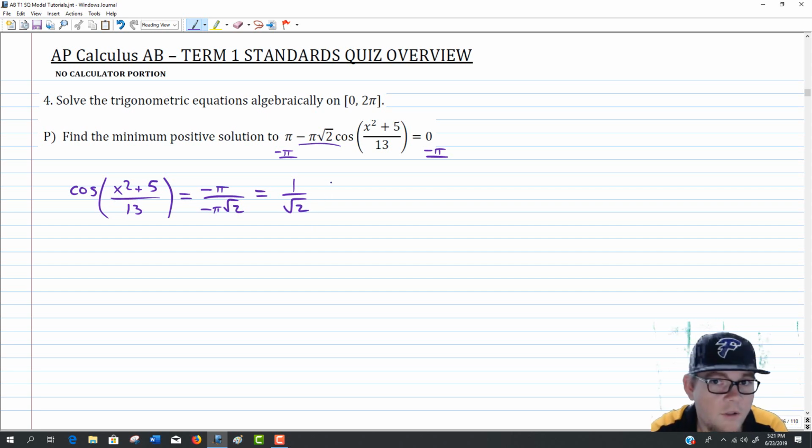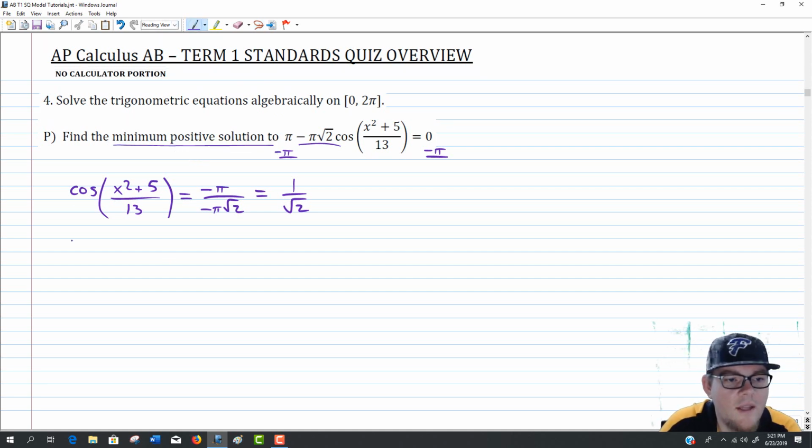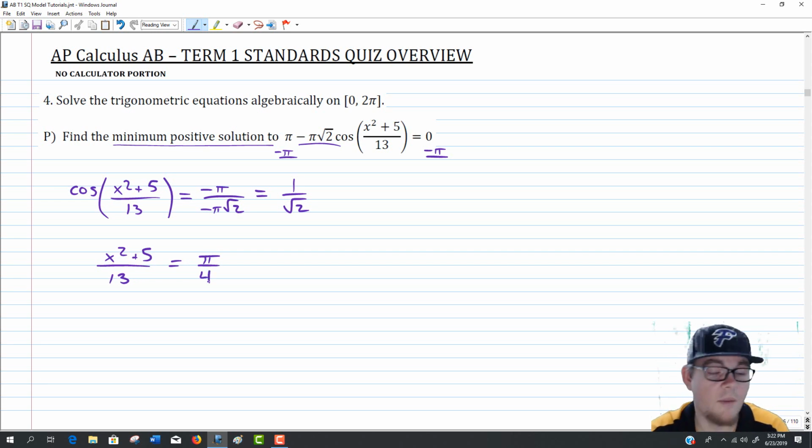So 1 over root 2, which you may know as root 2 over 2, is the pi over 4 reference angle's ratio for cosine as well as sine, as it turns out. Basically, right at this moment, we're trying to figure out the cosine of some angle is equal to 1 over root 2. If we want the minimum positive solution, that means we want smaller angles. So I'm going to point out that if the cosine of something equals 1 over root 2, then that inside argument has to be equal to that minimum angle. In other words, it's got to be equal to straight up pi over 4. From here, we want to solve this equation as best we can.